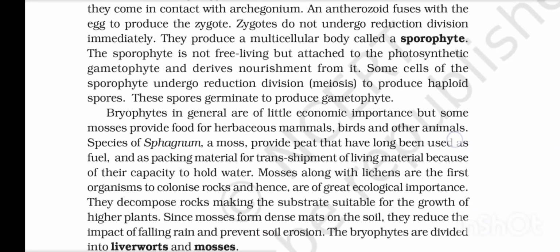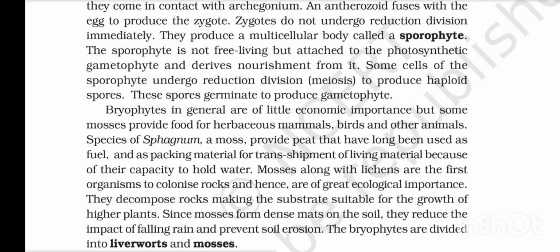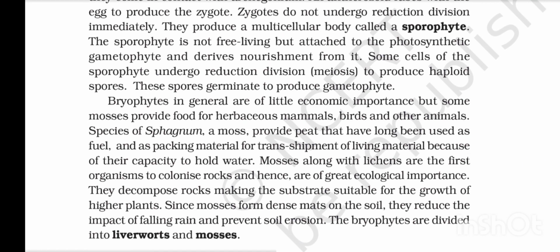The zygote does not undergo reduction division immediately. It produces a multicellular body called the sporophyte. The sporophyte is not free-living but is attached to the photosynthetic gametophyte and derives nourishment from it. Some of the cells of the sporophyte undergo reduction division, that is meiosis, to produce haploid spores. The spores germinate to produce the gametophyte.